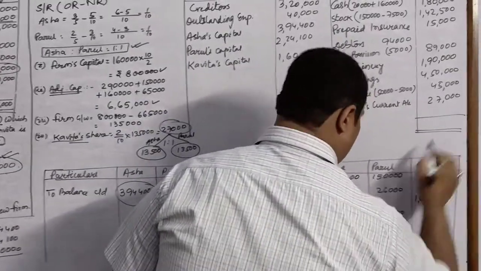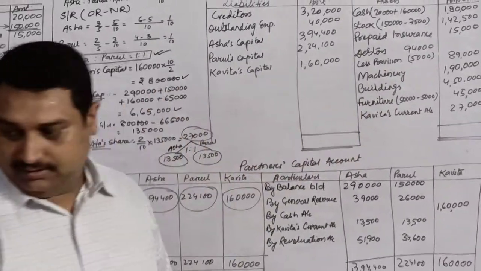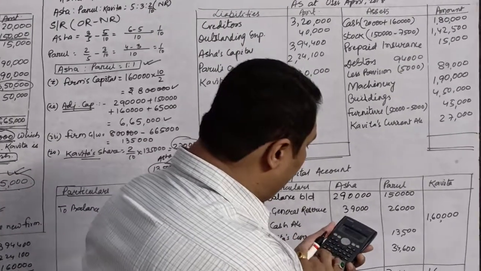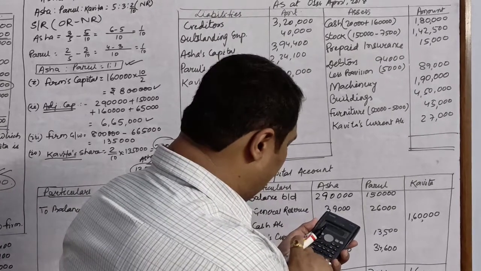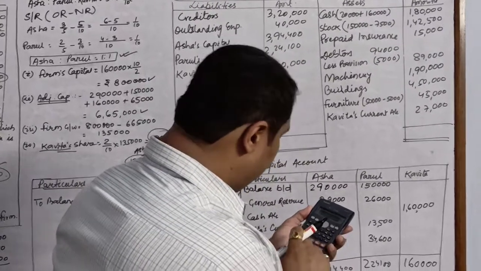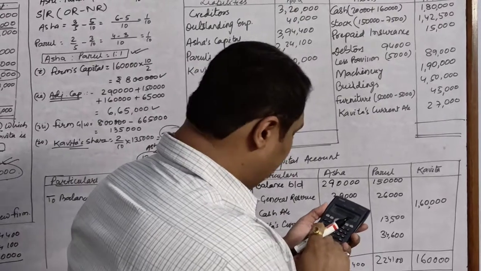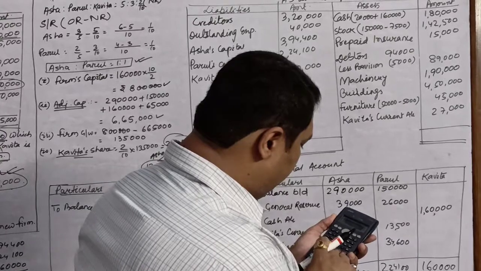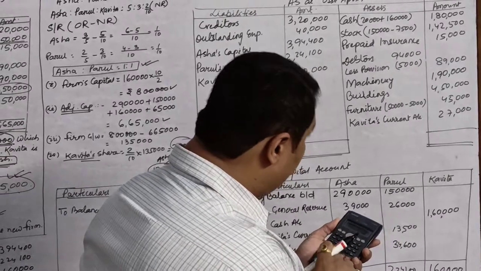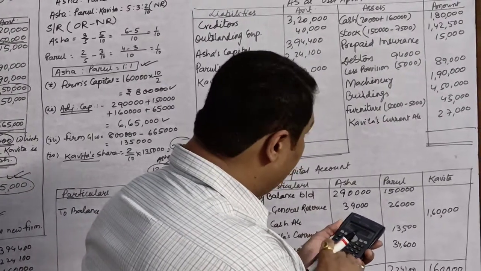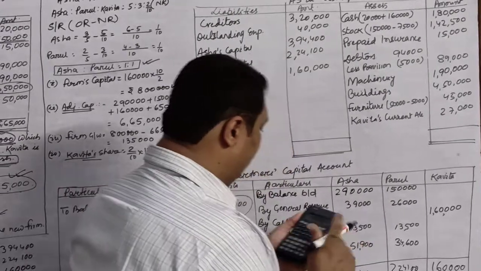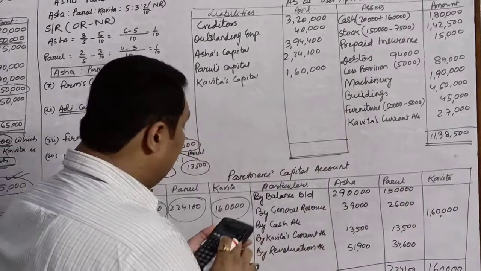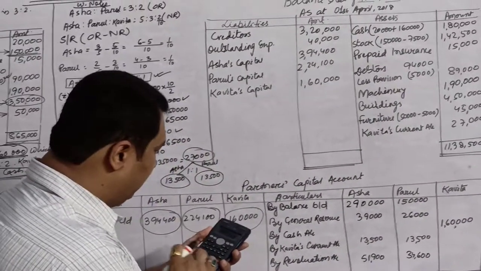The total must tally. We will add the asset side first. If you see the asset side, we have 1,80,000 plus 1,42,500 plus 15,000 plus 89,000 plus 1,90,000 plus 4,50,000 plus 45,000 plus 27,000. Total is 11,38,500.